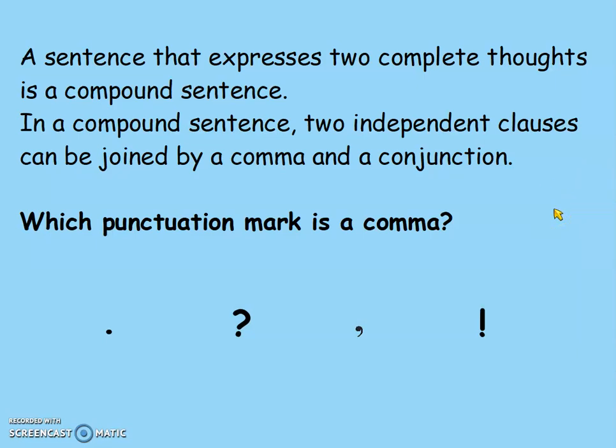In a compound sentence, sometimes the two independent clauses need a comma and a conjunction. Which of these punctuation marks is a comma? Point to the screen. We should have picked this one, because this one's a full stop. This one is a question mark. This one is our comma. And that one is our exclamation mark.